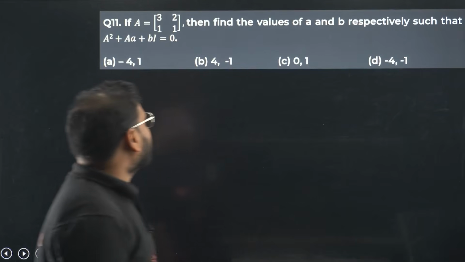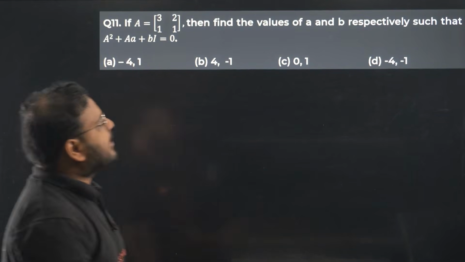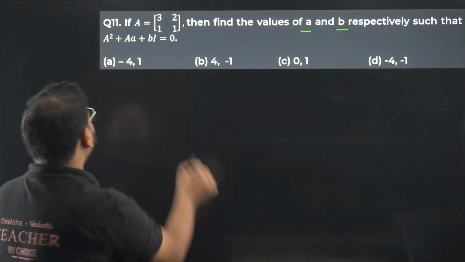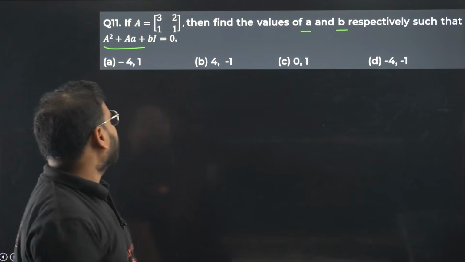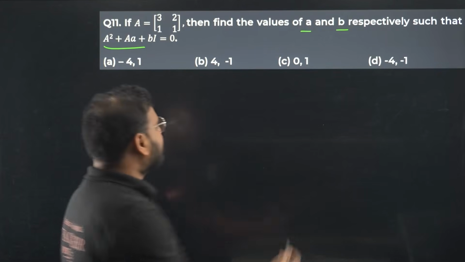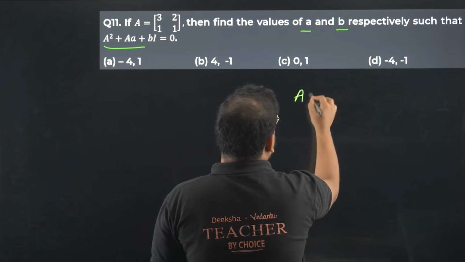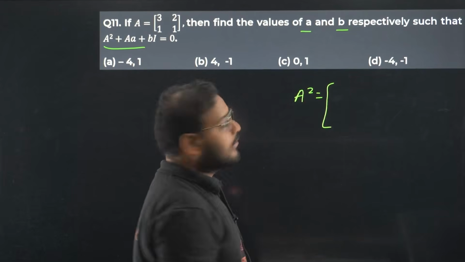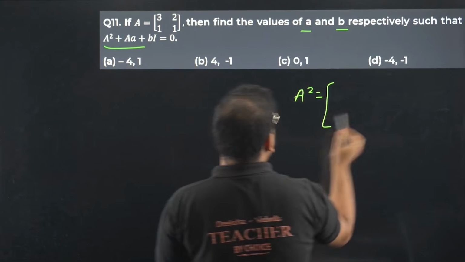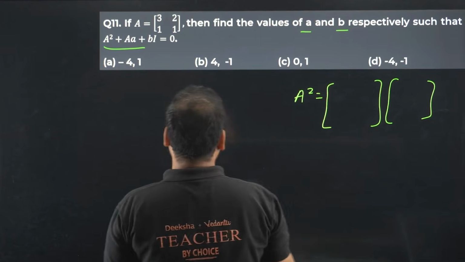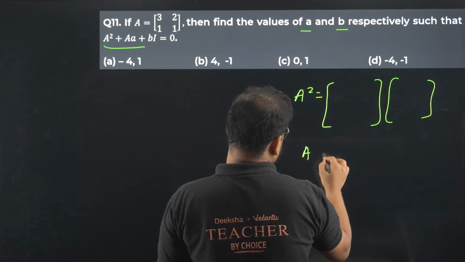If A equal to 3, 2, 1, 1, then find the values of the variables a and b, respectively, such that a condition is given like this: A square, A, capital A, small a, and bI. Okay. So I'll give you the hint. It's a homework. So first find A square. It's not a question from determinants, from matrices actually, but I wanted to give you over here. So how are you going to do that? So multiply these two. Okay. And then find A alpha, or simply A small a.